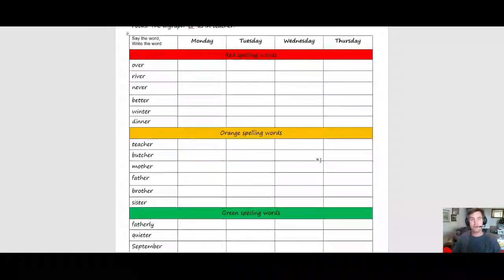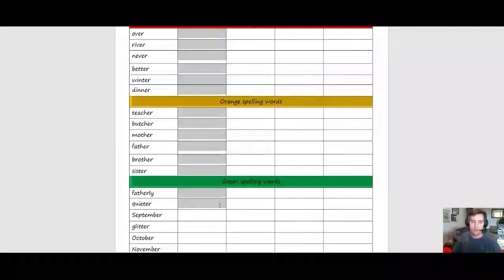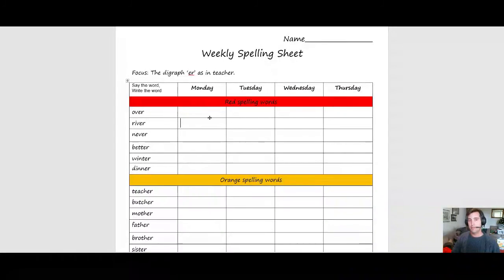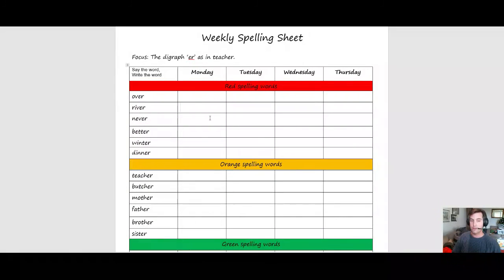Other ideas for practicing your words. Fill in the grids each day. It's really important. Say the word and then write the word. It gives your brain a couple of different ways to experience the word, which will help you remember it. If you do a little spelling bee with a sibling, a brother or a sister, or mum and dad, that means they can hold the list and you don't get to see it. And they can give you a word in a sentence.